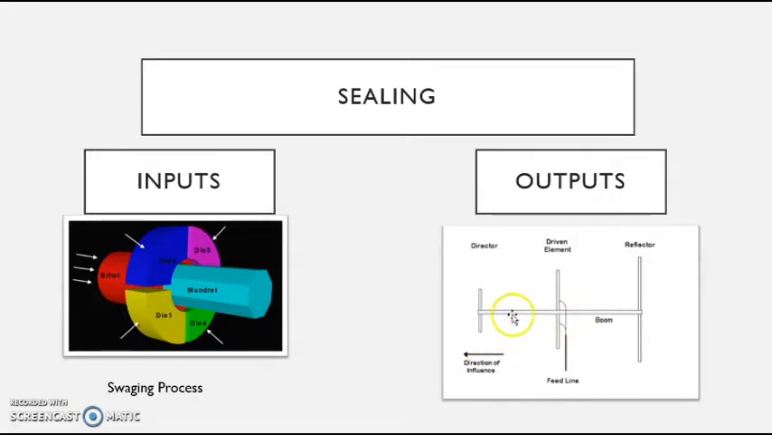So we have the boom, which supports the driven elements and the reflector and the detector, and the driven elements, which are typically at intervals onto the boom. The detector and the reflector are both driven elements, just in different sizes. Using the line gauge, we can set different sizes or centimeters depending on what is needed.